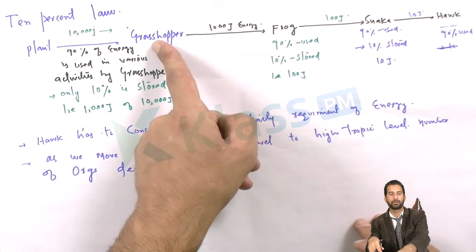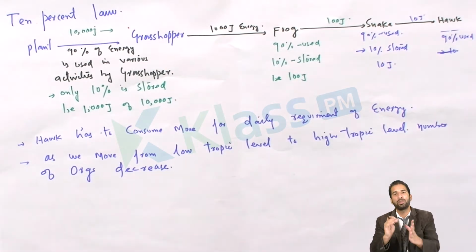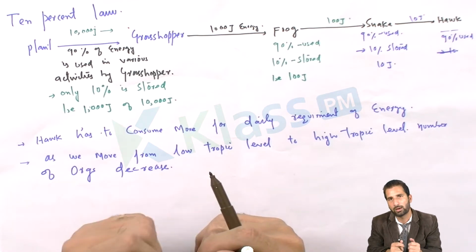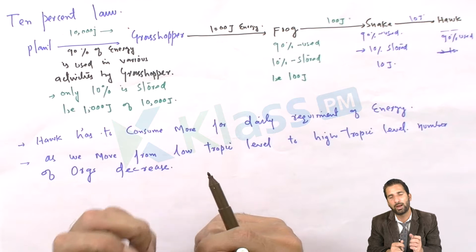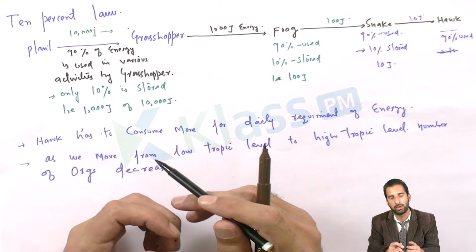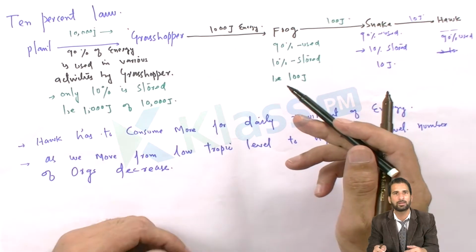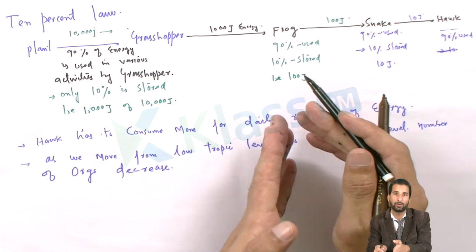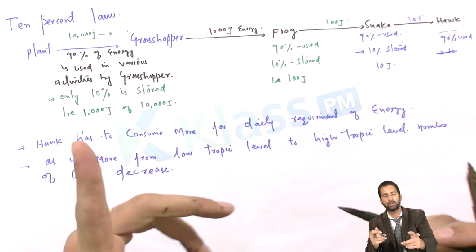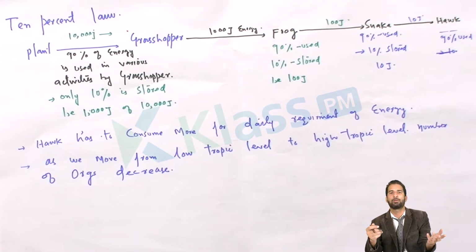The frog will eat the grasshopper. Now 1,000 joules are available in the grasshopper for the frog. The grasshopper acts as a primary consumer, and the frog acts as a secondary consumer. The secondary consumer feeds upon the primary consumer. In the grasshopper, only 1,000 joules are available, because 90% is already dissipated as heat or utilized for the various activities of the body.